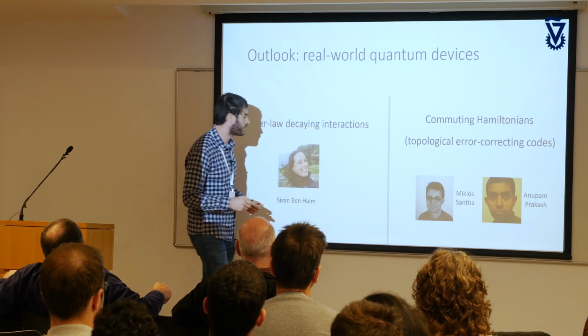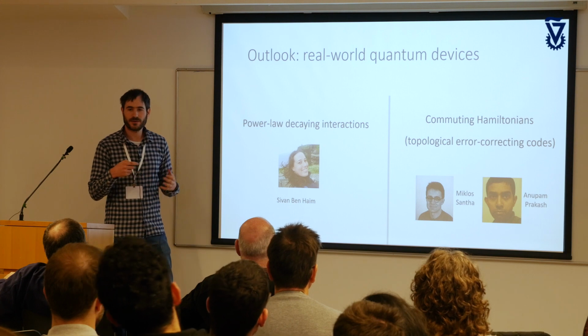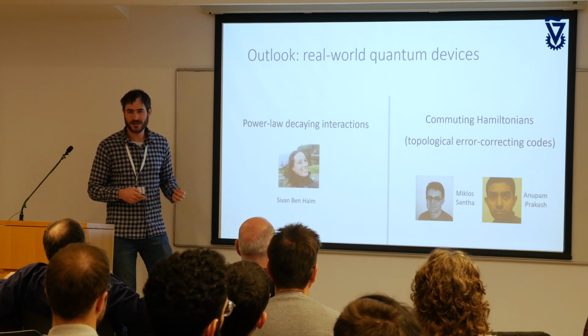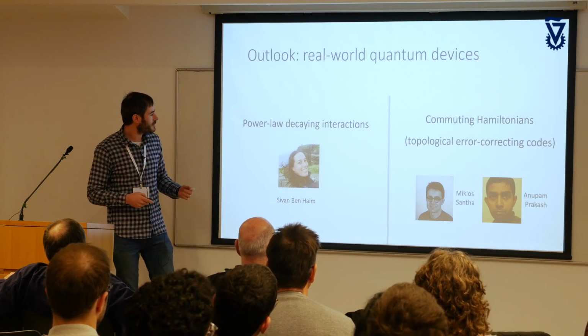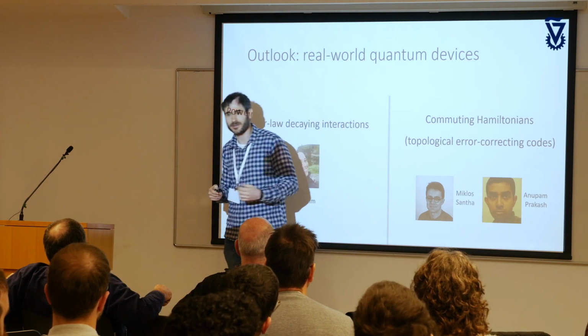That's it. So we're currently working to extend this to some challenging settings that arise in realistic quantum devices, like power law decaying interactions and commuting Hamiltonians, which correspond to topological error correcting codes.